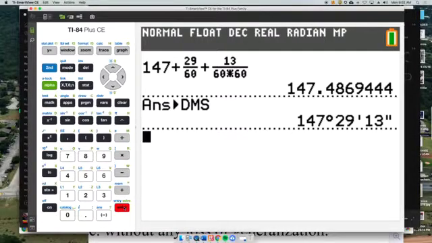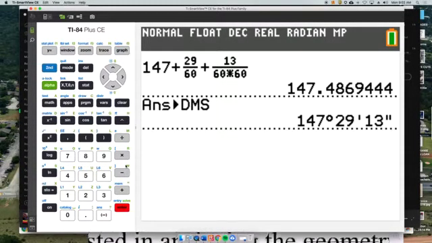Now, which answer is actually more accurate? 147.2913 or 147.486? 2913. Why? Yeah, there's more decimals. We didn't report the whole answer, right? We stopped after 3. So the DMS is a little more accurate in this case, right? That's not always the case. All right. Let's talk about the other way to type it in.